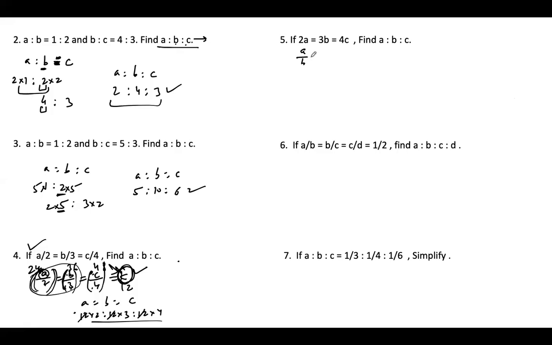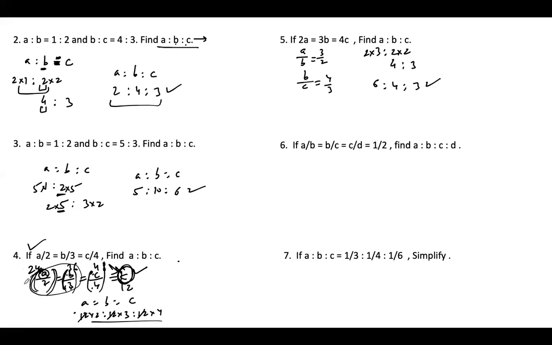Similarly, for this, either you write A ratio B directly. What will be A upon B from here? 3:2. Similarly, B ratio C or B by C, 4:3. You just multiply the above two ratios by 2, and the answer is 6 is to 4 is to 3. Correct?